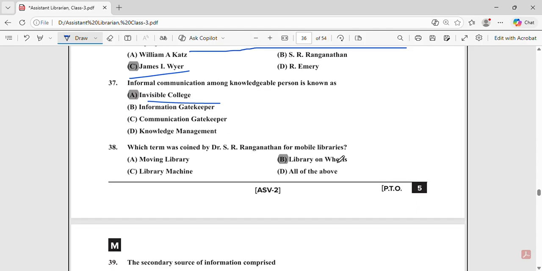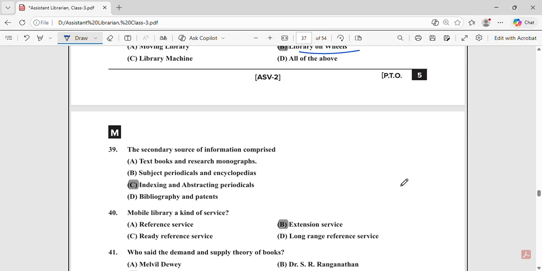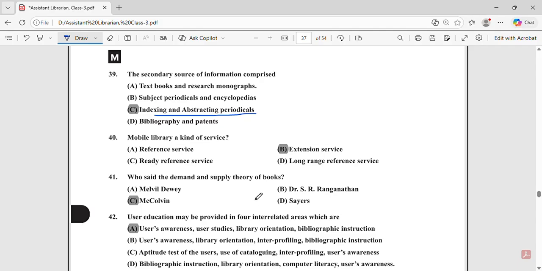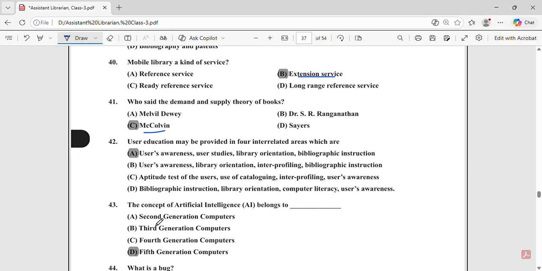This term was coined by Dr. S.R. Ranganathan for mobile library, library on wheels. The secondary source of information comprise indexing and abstracting periodicals. Mobile library, a kind of service, extension service. Who said the demand and supply theory of books? McColvin.